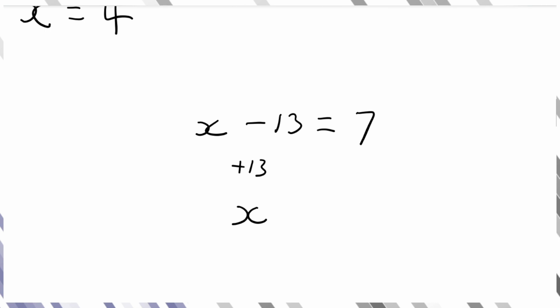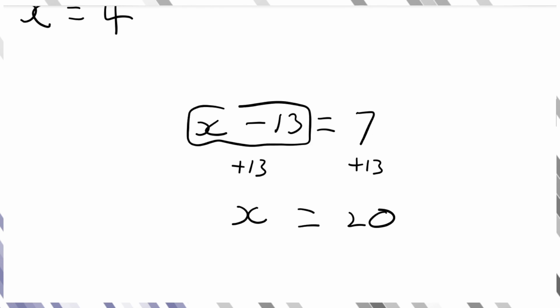But we've got to do the same thing to both sides. So we need to add 13 onto the 7 as well. 7 plus 13 is 20. So that means that x is equal to 20. And 20 take away 13 does give us 7. So x is 20. Alright, we'll do a couple more examples.